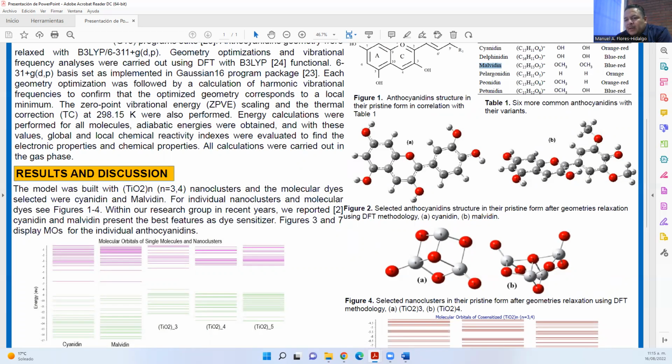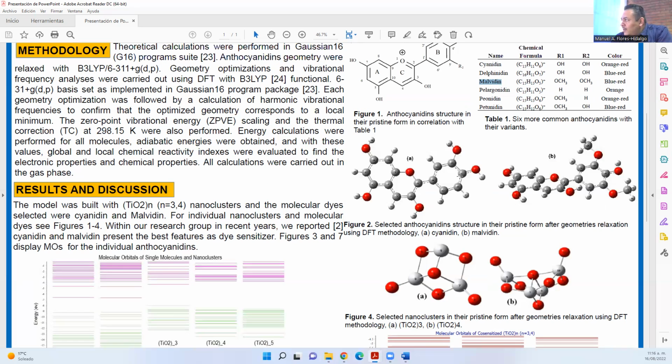The concept of co-sensitization has to do with using 2 or more different dyes to sensitize the semiconductor. In this case, titanium dioxide is a semiconducting oxide that will be sensitized with these organic molecules, which work as pigments. Cyanidin normally is associated with orange and red colors, malvidin with blue and red colors.